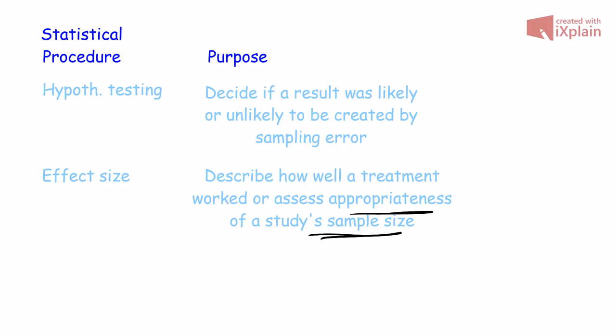Again, if you do not reject the null, you might not have rejected the null because your sample size was too small. So if you get a large or medium effect size when you did not reject the null in the hypothesis test, then you know that you should redo the study with a larger sample size.